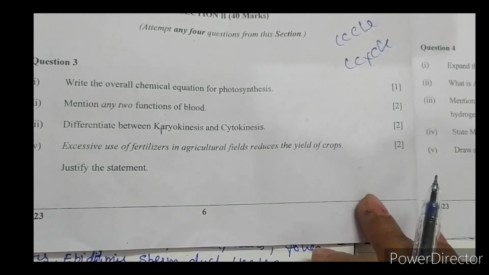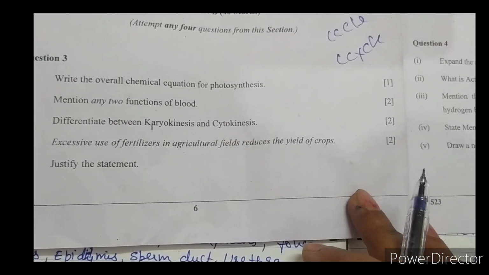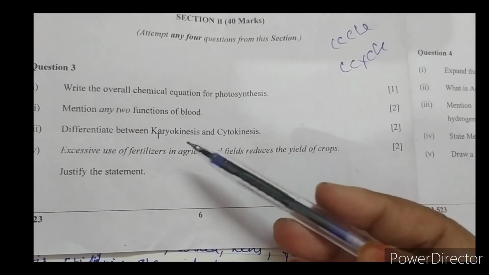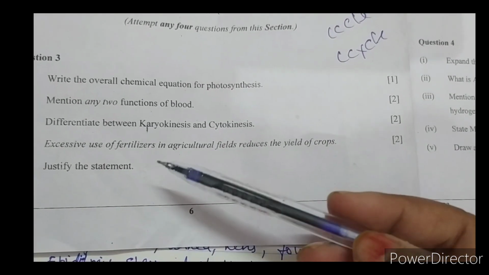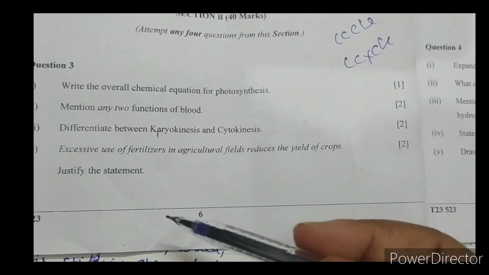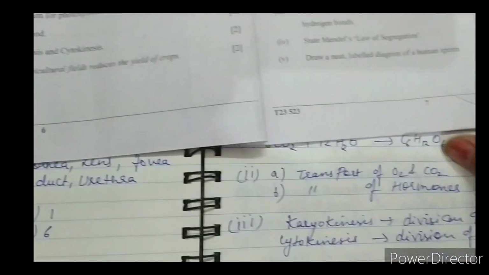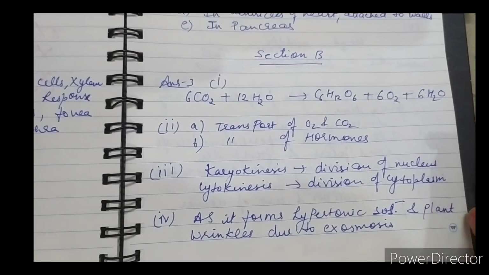Excessive use of fertilizers in agricultural fields reduces the yield of crops. Justify the statement. Because fertilizer when sprayed on plants forms a hypertonic solution outside the plants and results in exosmosis, which helps in the wrinkling of the plant. So these are the answers of question number 3.